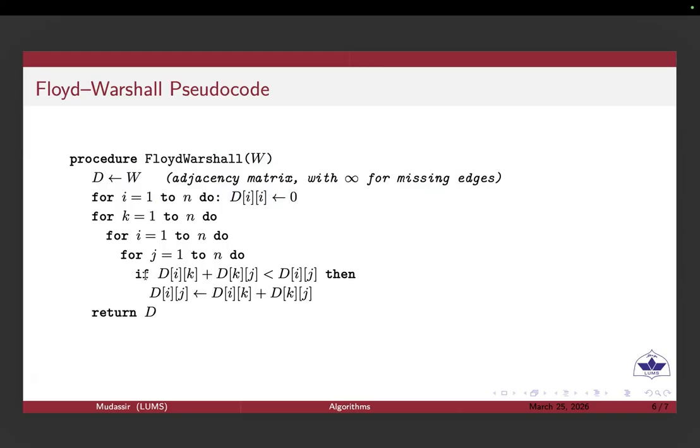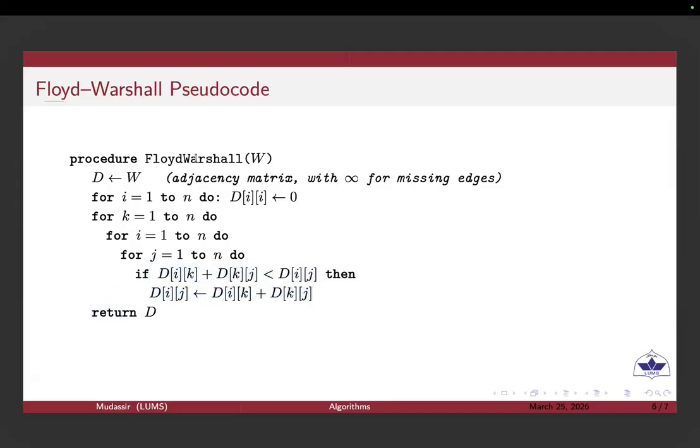This is the line which says that if using the kth vertex I can come up with a better shortest path, then I should do it. dij means that I'm not using the kth vertex. The distance remains the same as I had in the k minus 1th matrix. But if I can figure out a way to go from i to j using k in a shorter way, then I'm going to update my dij. This is the implementation of that recurrence.